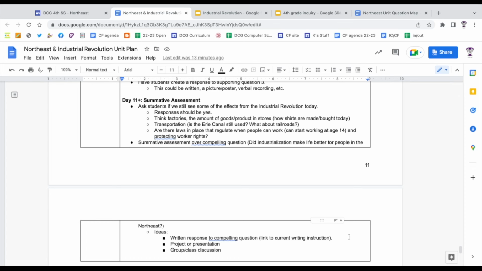You could do this in multiple different ways. You could have them write a response, you could have a project or a presentation, or you could have a group or a class discussion. The goal with this, though, is that you're keeping it within the time frame of the unit so that we're not losing time as we're trying to complete all our science and social studies units for the year.